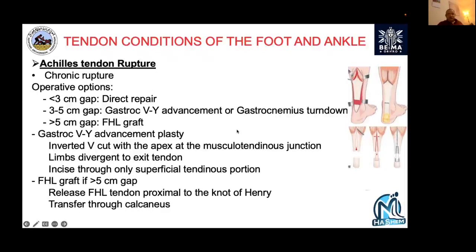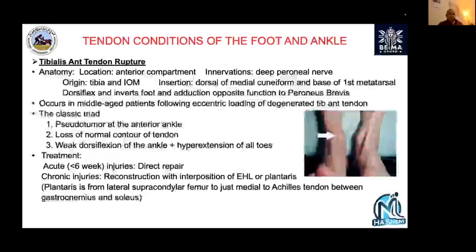FHL graft, or it's not a graft. FHL transfer, I'm sorry, this is miswritten. FHL transfer, if more than 5 centimeters. What you do is get the FHL from as distal as you can, around the knot of Henry, and pull it up, make a tunnel in the calcaneum, insert the FHL, and then repair the Achilles over it. So the FHL is not only doing the job of the Achilles, but it will also make a good vascular bed for the chronic Achilles rupture to heal.